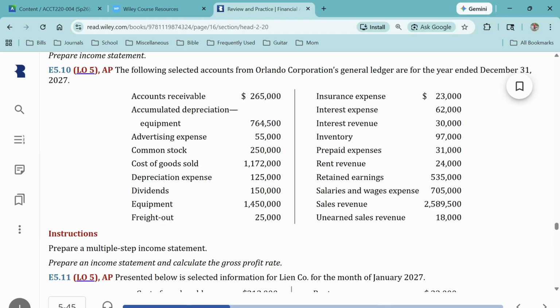So just looking in this left column, advertising is an operating expense. Depreciation is an operating expense. Freight out is shipping expense, us paying. That's us paying to ship things to other people. If it said freight in, that's us paying for things to be shipped to us, but it's shipping. Freight out is shipping expense. Insurance expense is an operating expense.